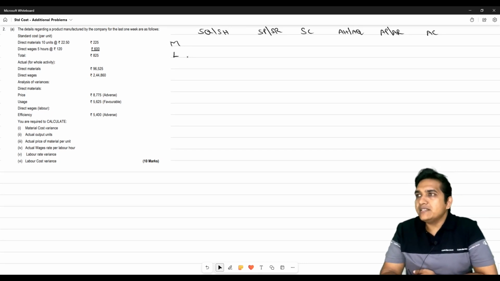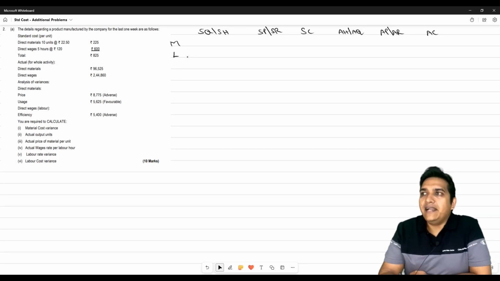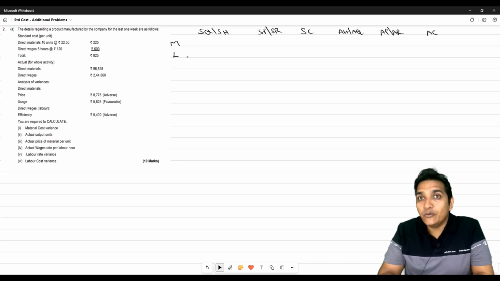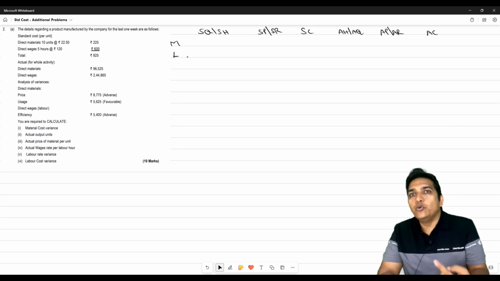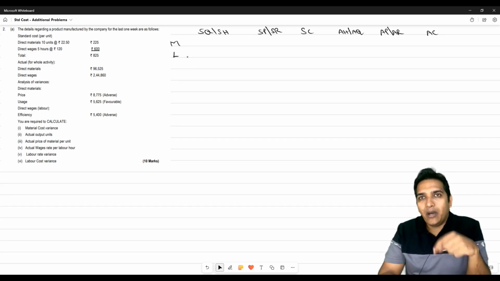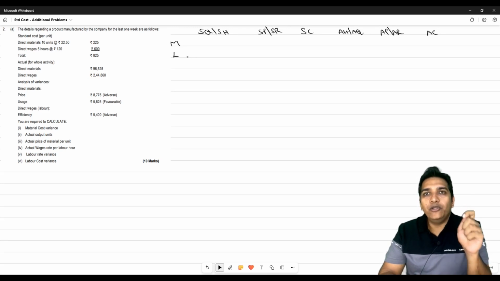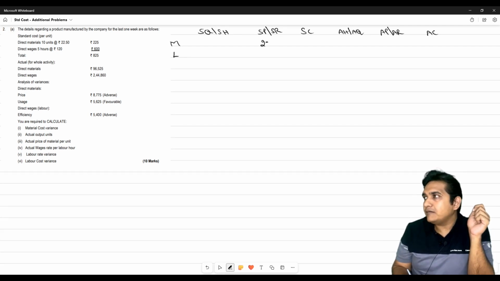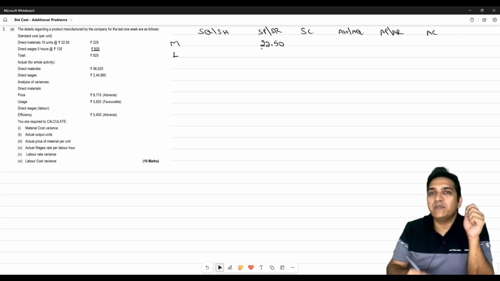So what does the question give us? First they give the standard cost per unit, that is, the standard cost per unit of output. Every unit of output requires 10 units of material, and 1 unit of material is purchased at 22.50. So 22.50 becomes my standard price.